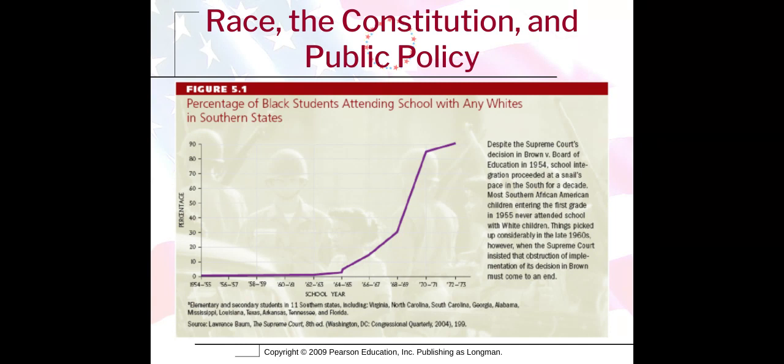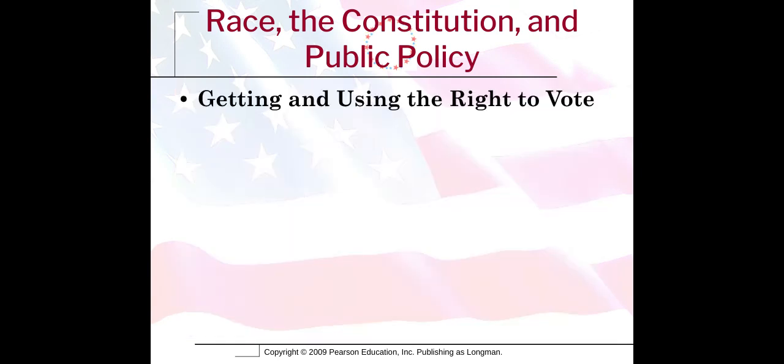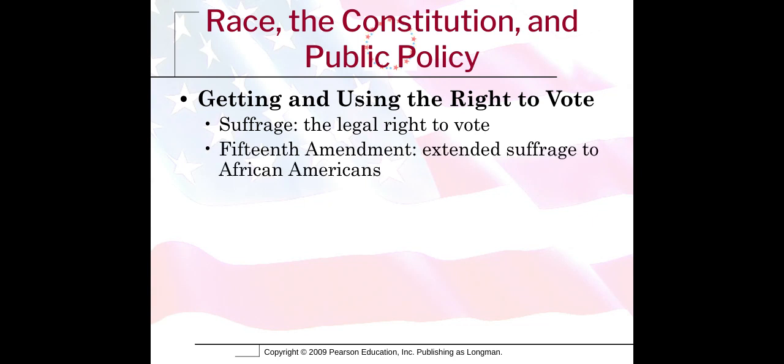And you could see the Brown decision was 1954 and nothing happened. And then you start in the Civil Rights Act, they're finally like, okay, I guess we have to do this. And they started integrating schools. We're also looking at their right to vote. So another civil right is the right to vote. That's also known as suffrage. African Americans got this with the 15th Amendment.